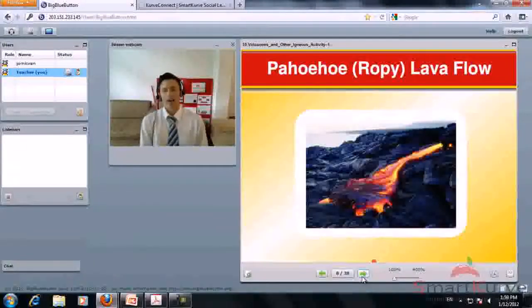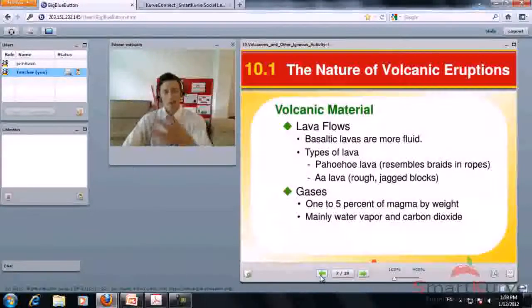Here you see the Pahoehoe, the ropey lava, glowing there, flowing down the mountain.